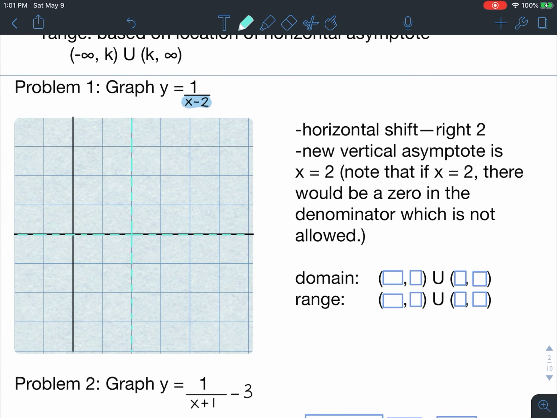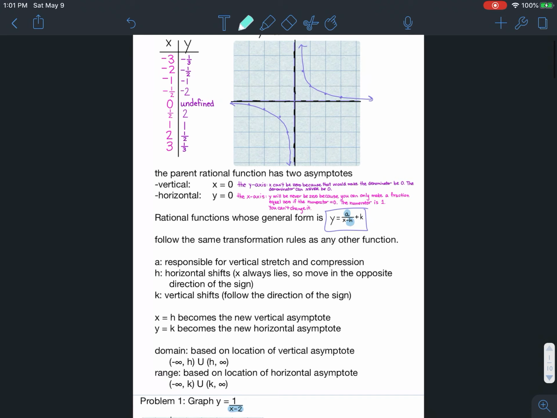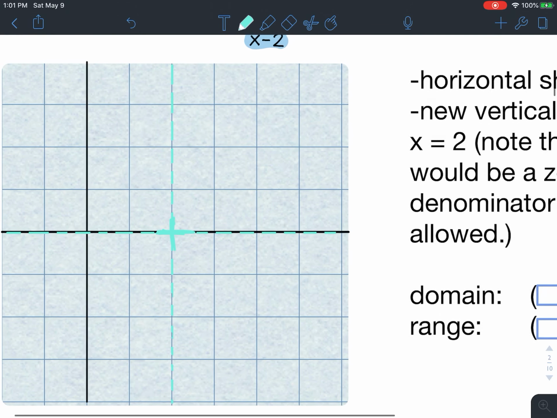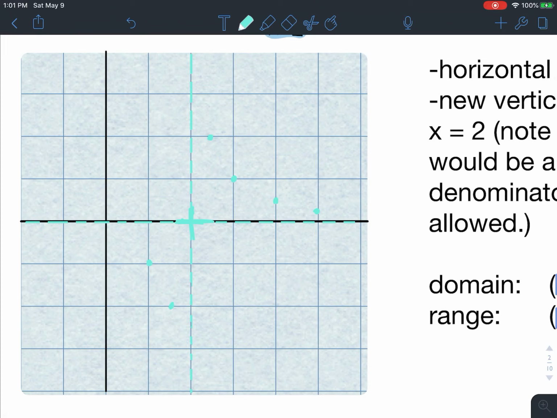Okay, so from here, let's put the points on. Once you've moved the asymptotes, you can pretend this is now the origin. So let's look at where those original points were. We had the point 1, 1, and negative 1, negative 1. Then we had over 2 up a half, over 3 up a third, and over a half up 2. Over a half down 2, over 1 down 1, over 2 down a half, over 3 down a third.